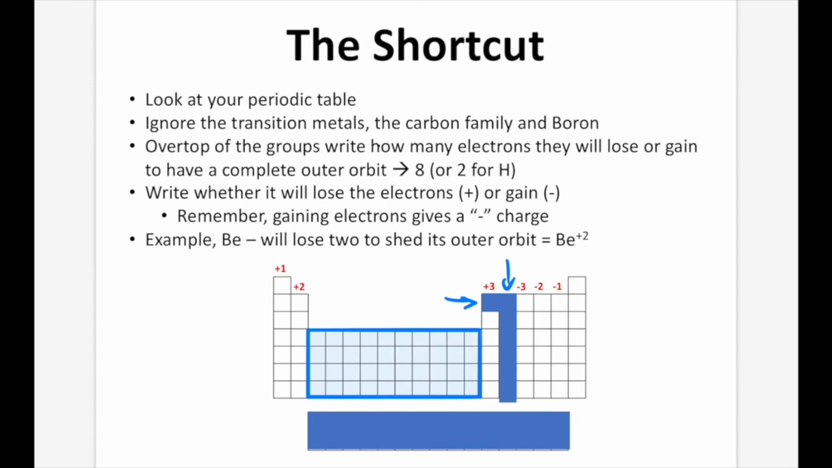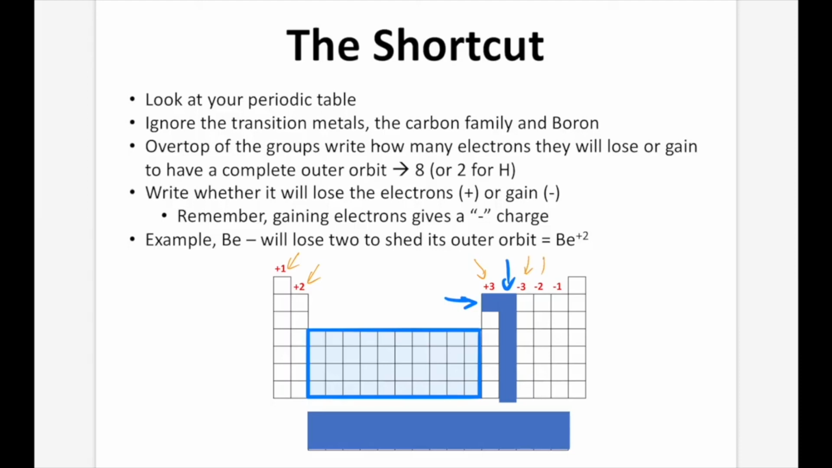So looking at our periodic table, we're going to write right on the top, +1, +2. We're going to skip the transition metals. We're going to write +3, but we're going to ignore boron. Boron is not going to be included in our calculations. We're going to skip carbon, and then we're going to go -3, -2, -1. So +1, +2, +3, -3, -2, -1, keeping in mind which ones we're going to skip. If you can remember that, then you'll be good.